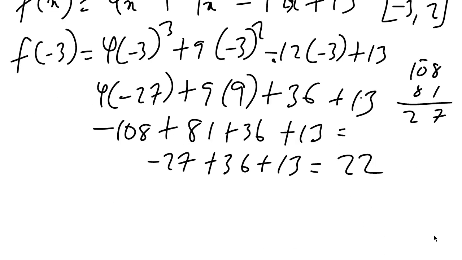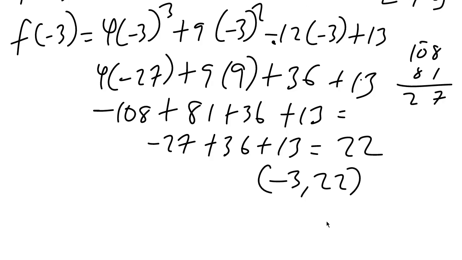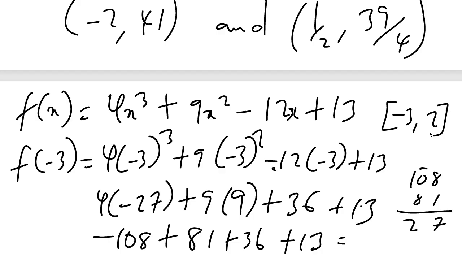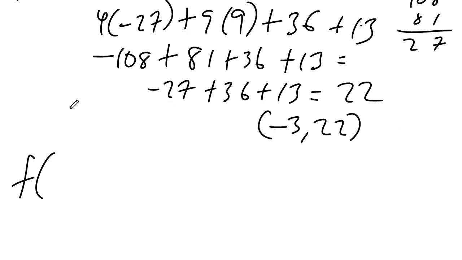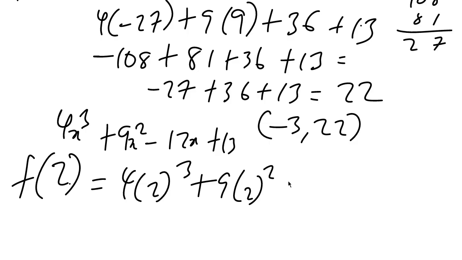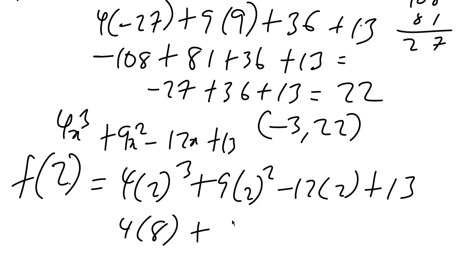22. So at -3, the output was 22. So this is another point: -3, 22. And then the last point, remember that the second endpoint of the interval was 2. So if you substitute 2 into the function, it will be what? Let me write the function here so that you'll be following me: 4x cubed plus 9x squared minus 12x plus 13. At x equals 2, you have 4 into 2 cubed plus 9 into 2 squared minus 12 into 2 plus 13. That will be 4 into 8 plus 9 into 4 minus 24 plus 13.